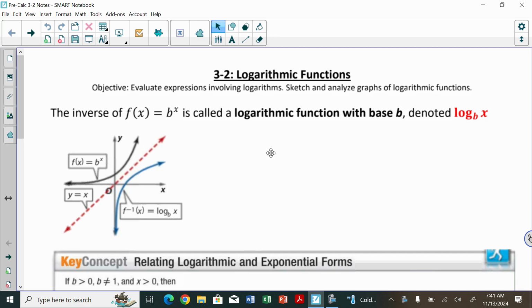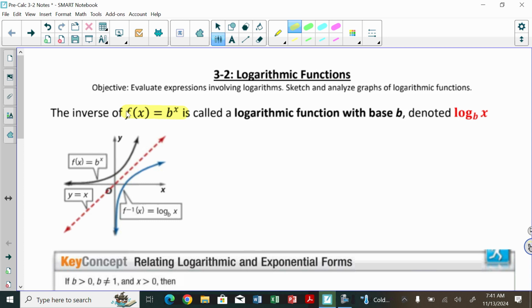We think of it as if we have an exponential function, f of x equals b to the x. The inverse of that is called a logarithmic function with a base b, and we denote that as log b of x. We call it log base b of x. I'll write that really quick so we know that. Log base b of x is how we say that.